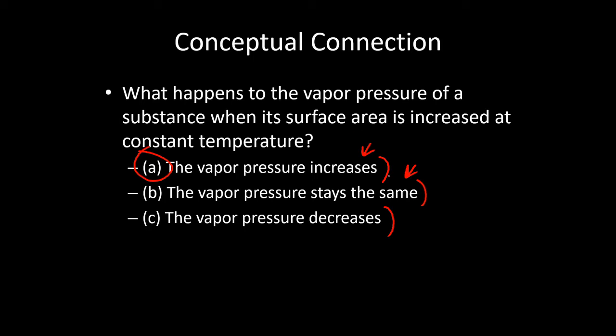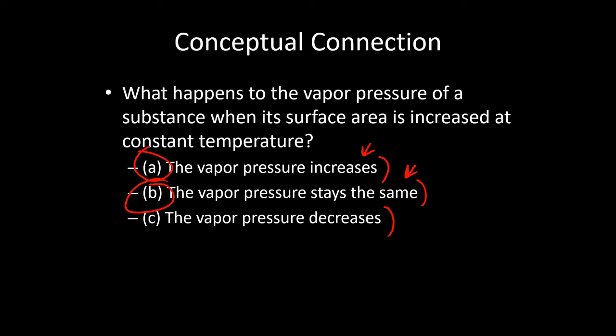But it's not the correct answer. B is actually the correct answer. And if you're thinking, well, hold on a second, you said that when the surface area increases, that means there's more space over which the liquid molecules are able to escape, so therefore you should have more stuff going into the gas phase, so therefore you should have a higher vapor pressure. And to that I would say you are correct on all counts. Everything that I said there is true. But it's not complete. You're missing a part there.